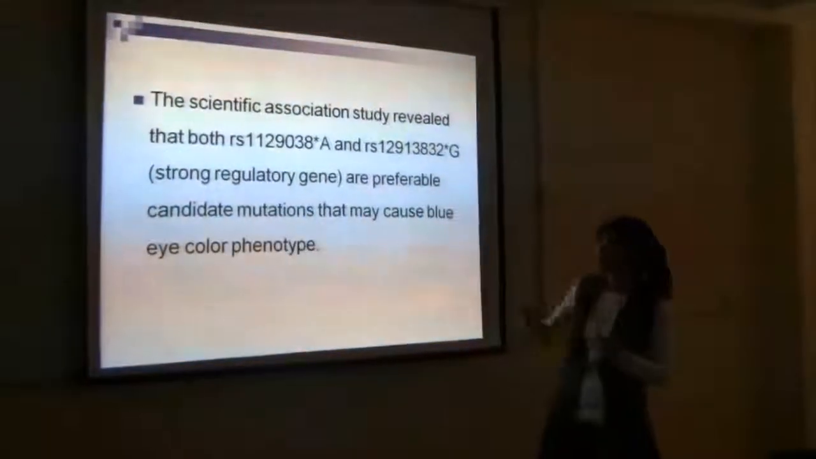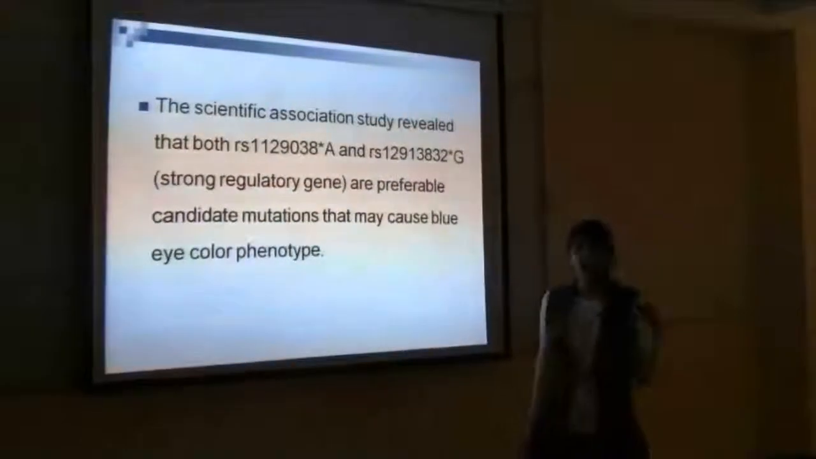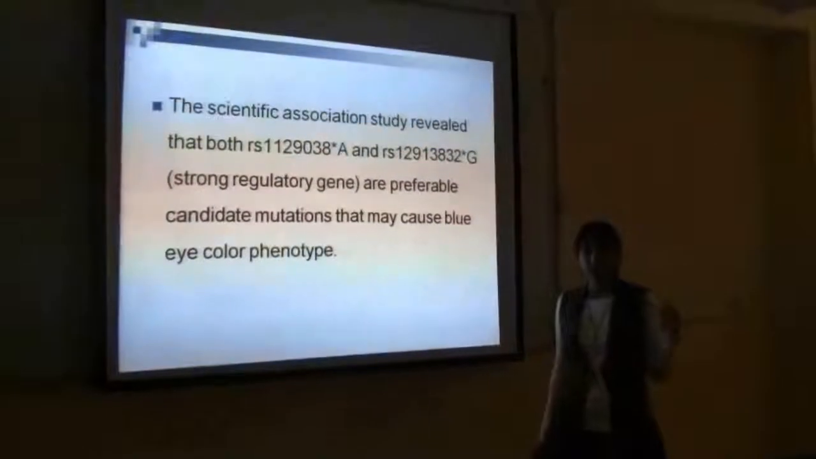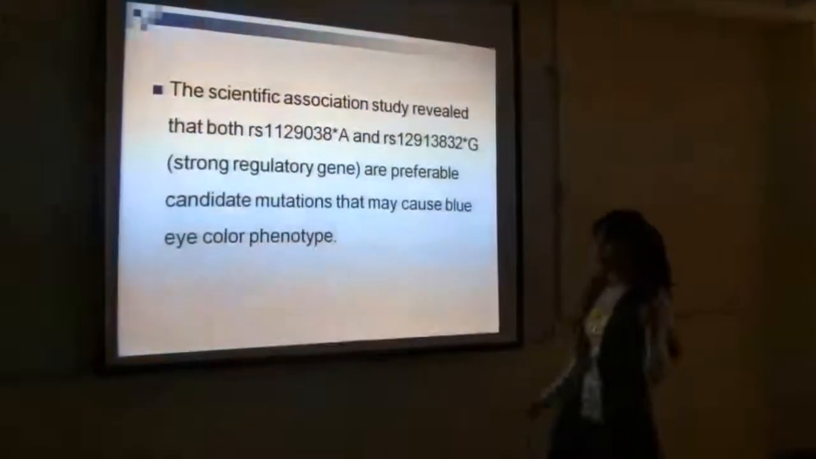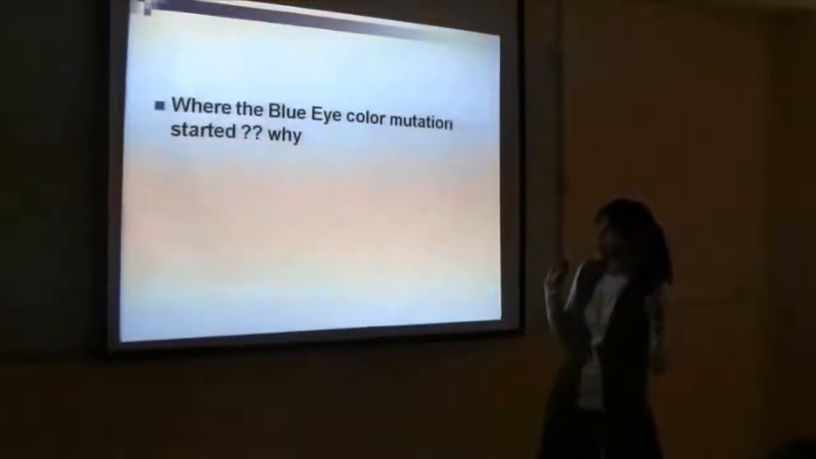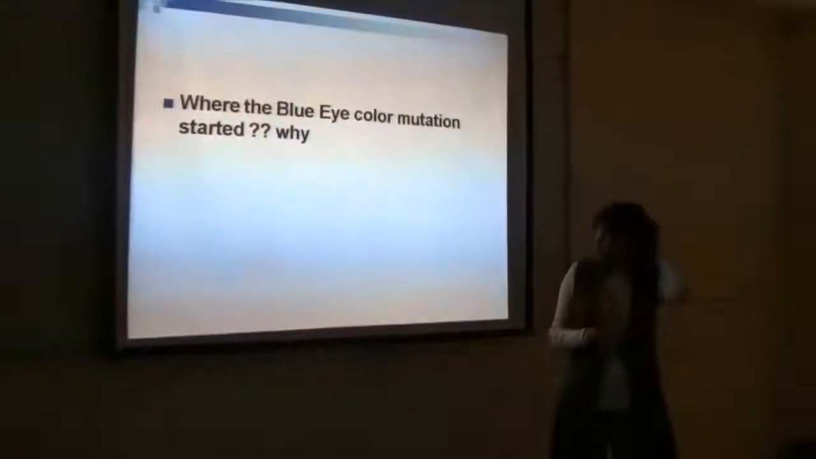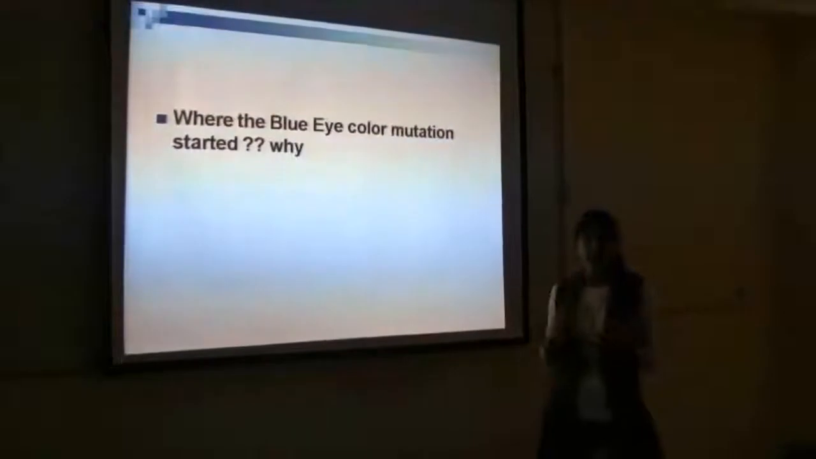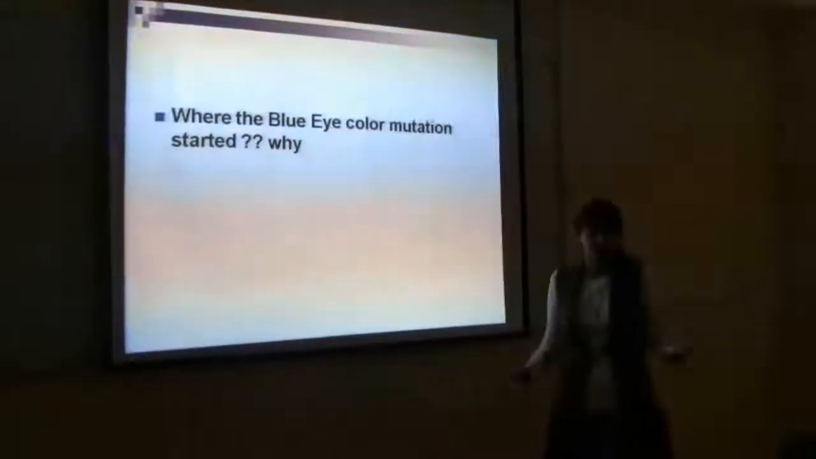These are the 2 regulatory elements. They are strong regulatory elements, and they are the most preferable candidates for the blue eye mutation. Next. Now, we've talked about the mutations. Where did it start? How did it start? And for sure it's an evolution, because it's been passed down to our day.